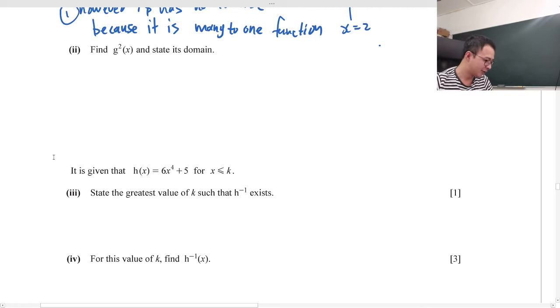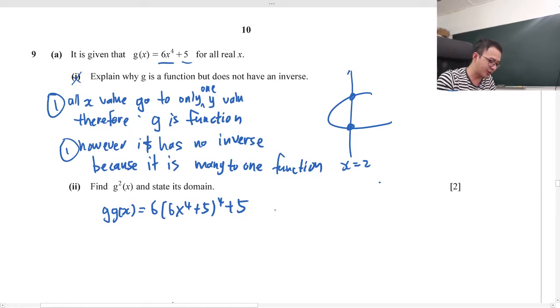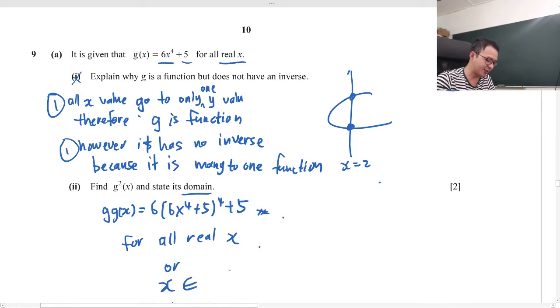Right, so okay, find g squared and state its domain. So g squared basically substitutes g of x into the g of x here. So it has 6 times the quantity x to the power 4 plus 5, to the power 4, plus 5. Alright, just like this, quite simple. And the domain should be the same as the domain of g of x. So I can say, for all real values of x. Or if you prefer to write the symbol, you can write x is an element of the real numbers.